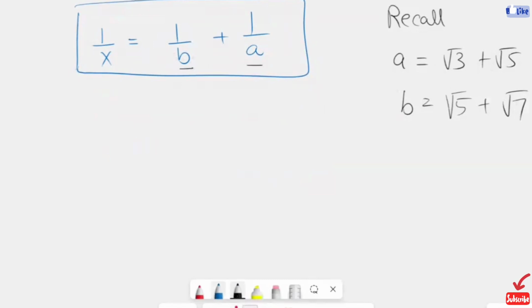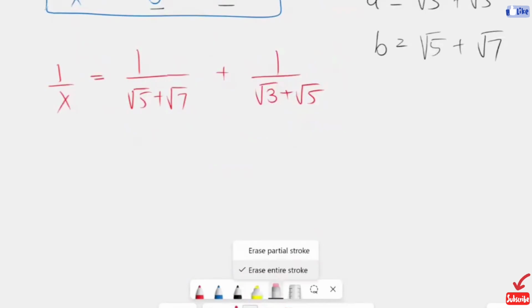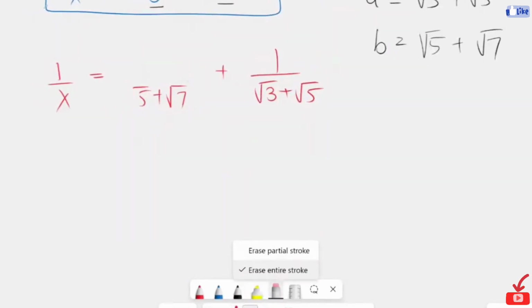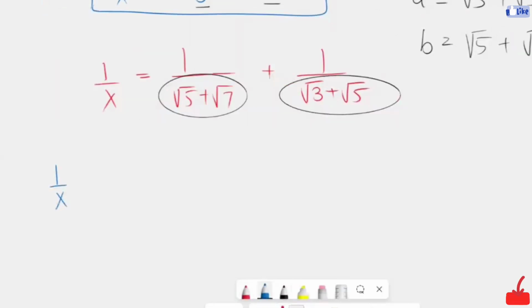So the expression we will get is 1 over x is equal to 1 over root 5 plus root 7 plus 1 over root 3 plus root 5. Now here I am going to rationalize both the denominators. So it will turn to 1 over x is equal to, what I am going to do, I am going to multiply and divide the denominator by changing the sign.